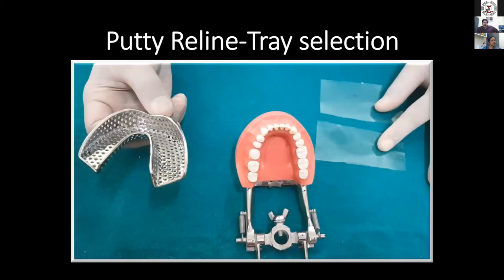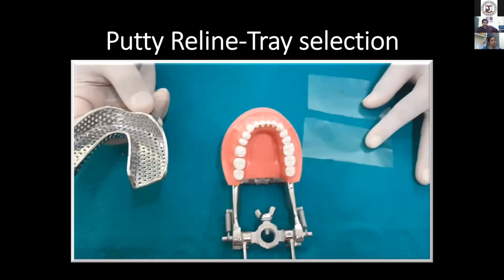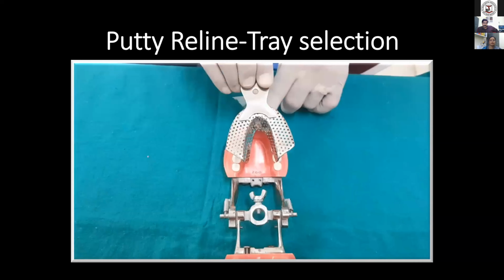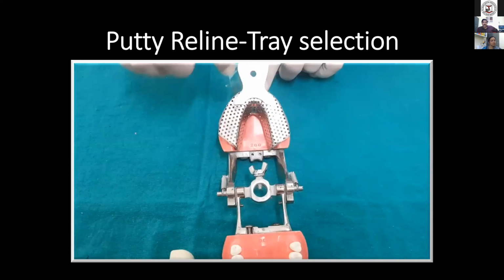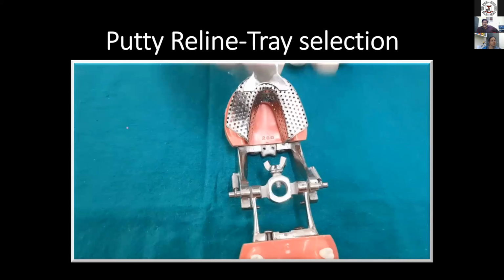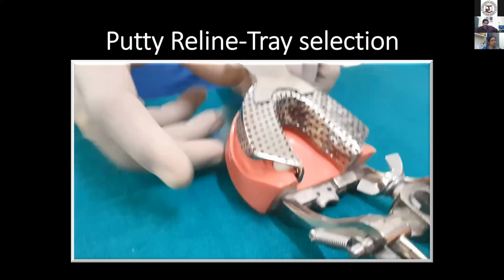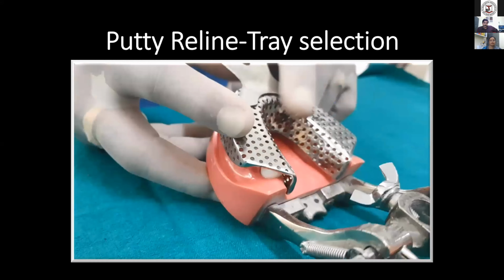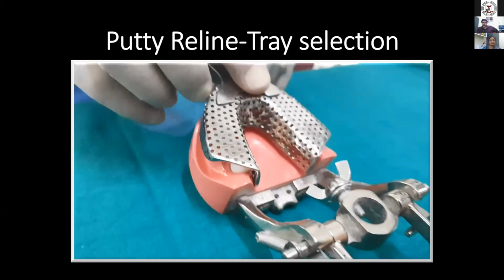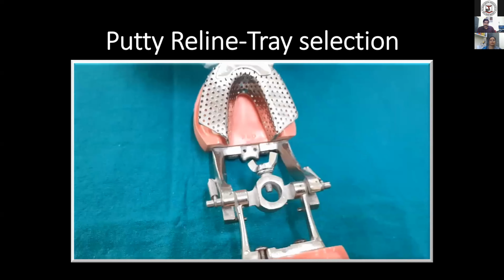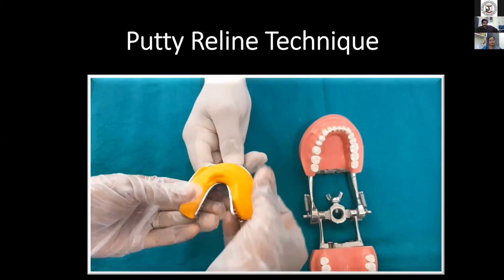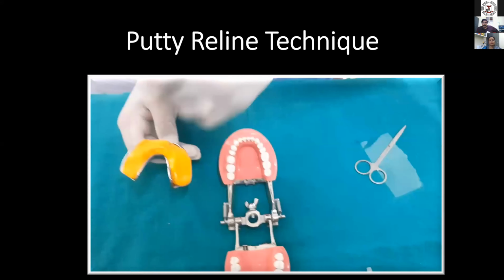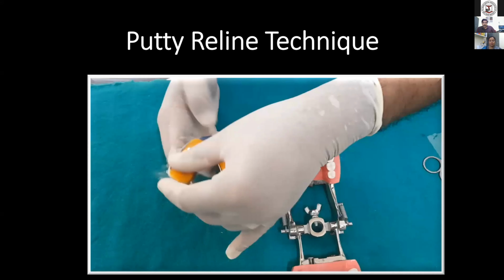An appropriately sized stock tray is selected. It should cover the entire impression area with adequate space between the tray and the ridge. Load the tray with putty material. Place the cellophane sheet in position.